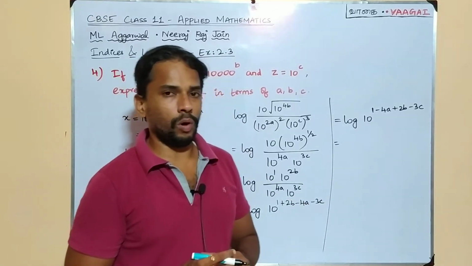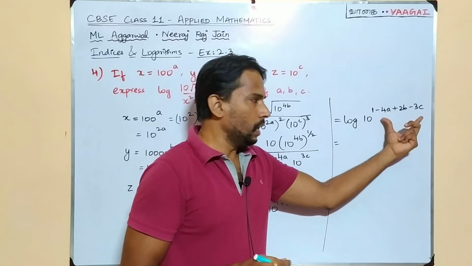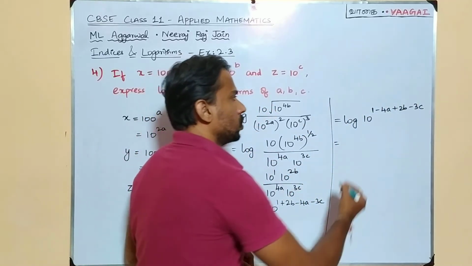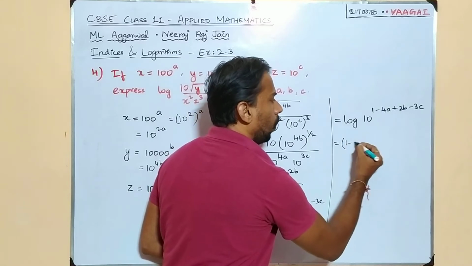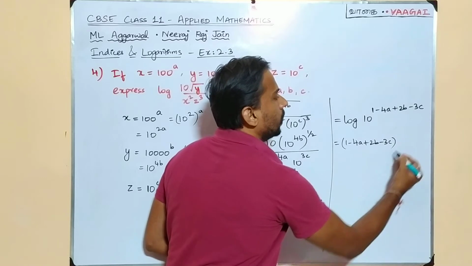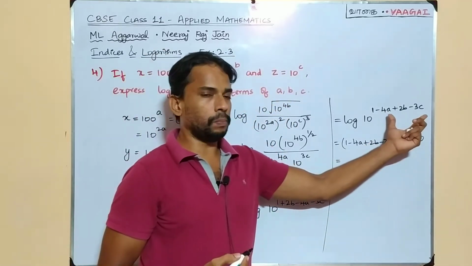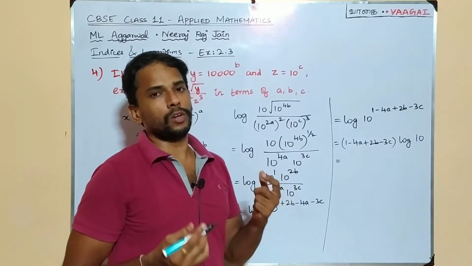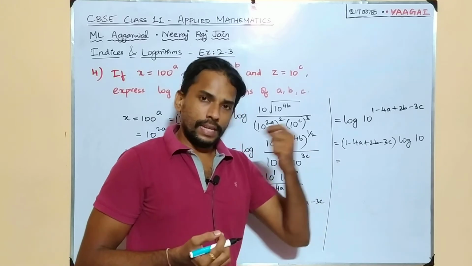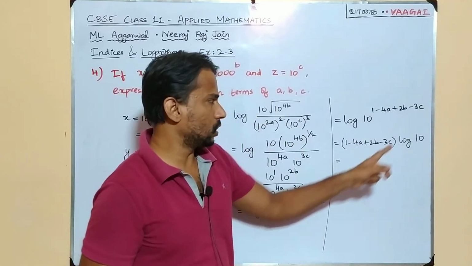Now, log's property: we can use the power rule. When I use the power rule, the power term I have here will come to the front. So it will become 1 minus 4a plus 2b minus 3c times log 10. I'm just bringing the power to the front. Because the power rule says log of a to the power n is n into log a. You can just bring that power n to the front of the log. That's what I'm doing here.